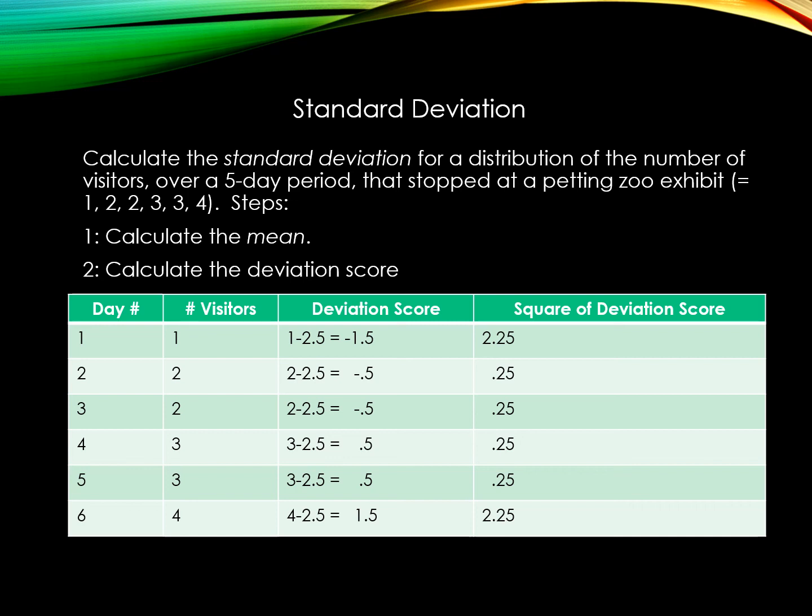Then we're going to go over to the deviation score. We're going to say the first day had 1 visitor. So 1 minus 2.5, remember 2.5 is our mean, is going to end up giving us a negative 1.5. And we're going to do that for every score on that list, right? And then we're going to take each of those scores, so negative 1.5, which is at the top, all the way to 1.5 at the bottom, and we're going to square those. And we're going to get a whole different column of the squares of the deviations.